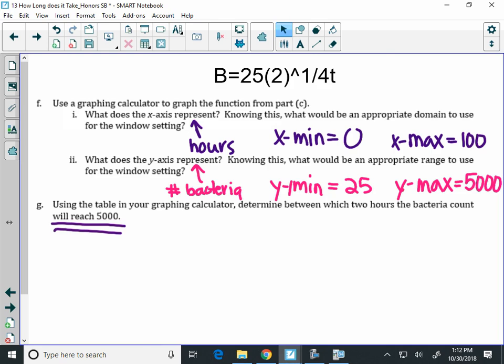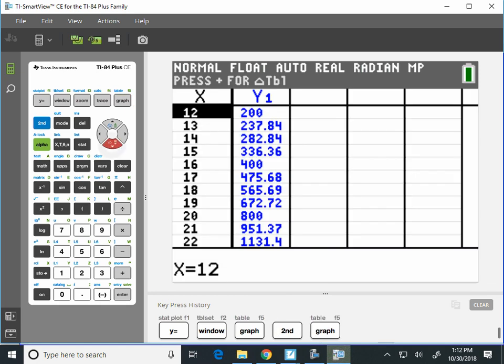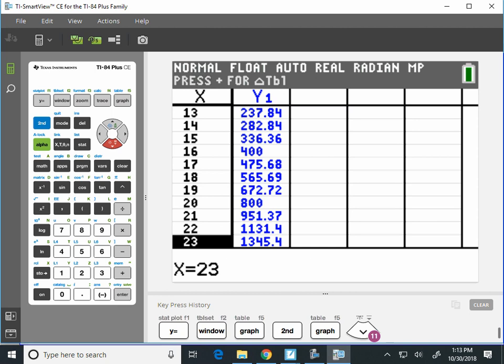It says here, use the table in your calculator to find between what 2 hours you get to 5,000 bacteria. So let's go over to our table, and I want you to scroll through for a minute. I want you to see where the y-axis gets to 5,000. It gets pretty big pretty fast. Do you see where you get to 5,000 between what 2 numbers? Between 30 and 31, yeah.